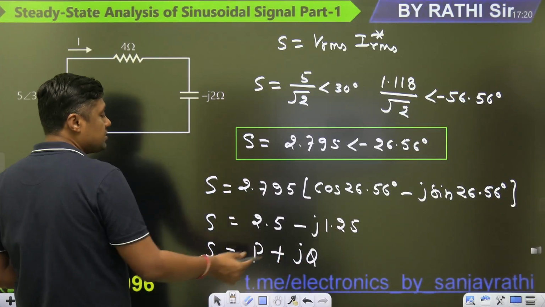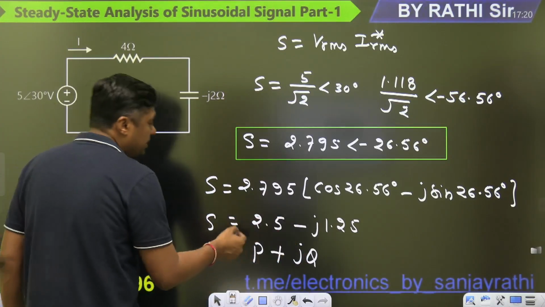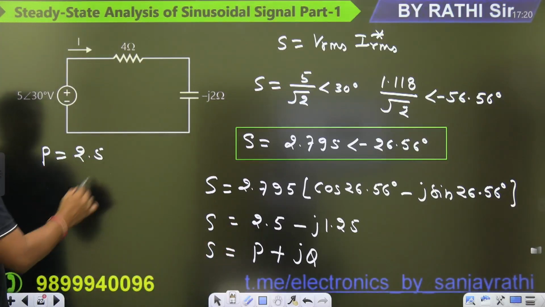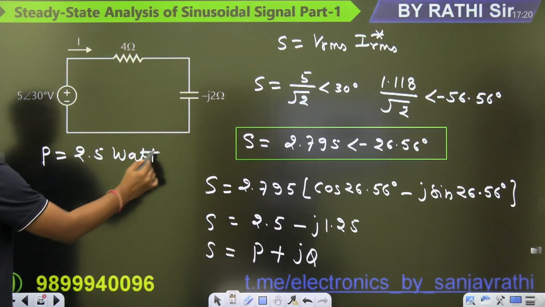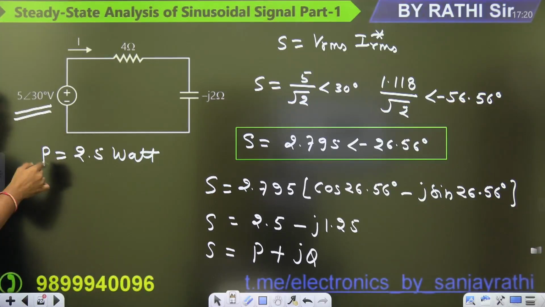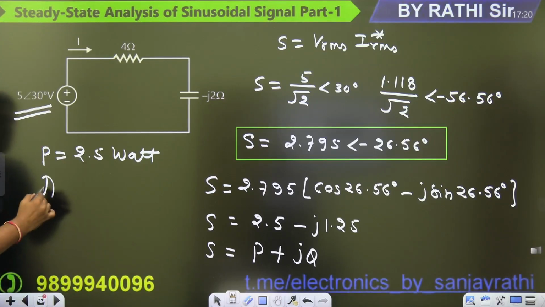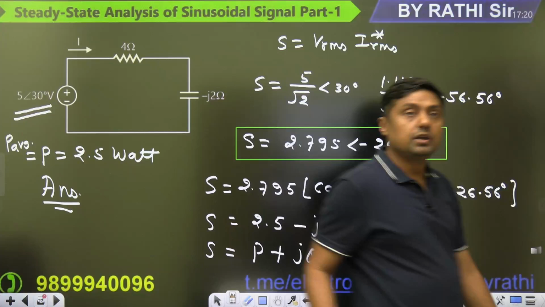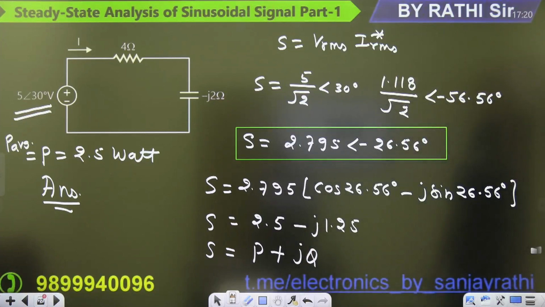Because the circuit is capacitive, that's why we are getting the Q negative. And what is the P? This is called real power or effective power. So what is the real power or effective power? 2.5 watt. So what is the average power delivered by the battery? Average power delivered by the battery is 2.5 watt. This is nothing but average power delivered by the battery, 2.5 watt, real part. It is a very, very simple question.